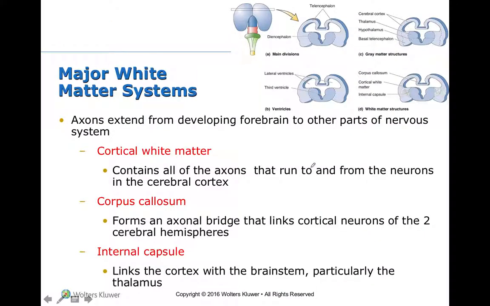Major white matter systems exist within the brain, helping to extend from developing forebrain areas to other parts of the nervous system, making connections. You have cortical white matter, which contains all the axons that run to and from neurons that lie in the cerebral cortex. The corpus callosum, which is an axonal bridge that connects the two hemispheres together, the left and the right. And the internal capsule, which helps to link the cortex with the brainstem, particularly the thalamus.